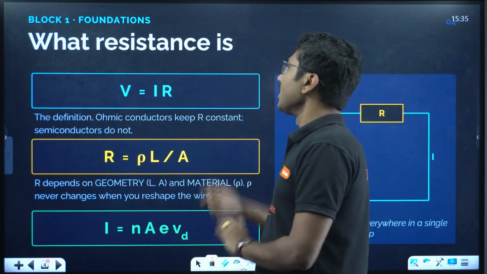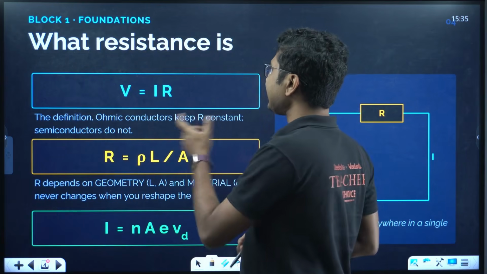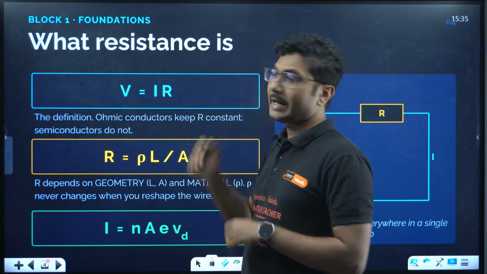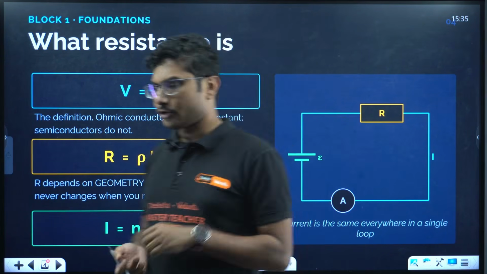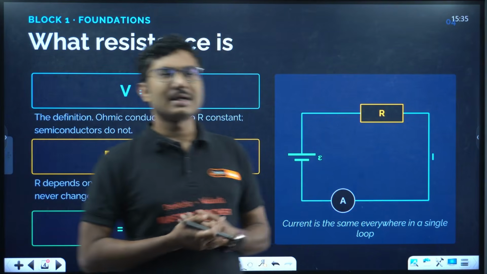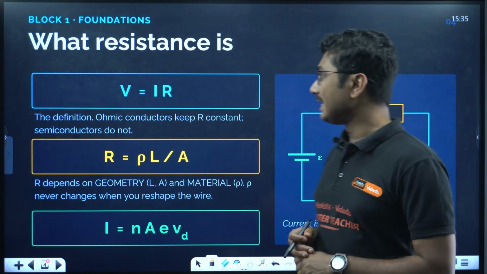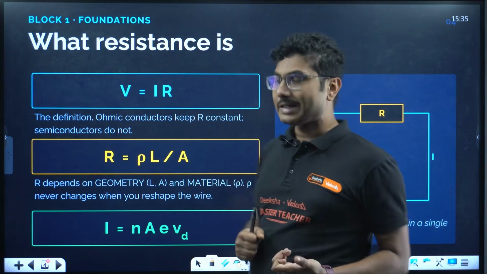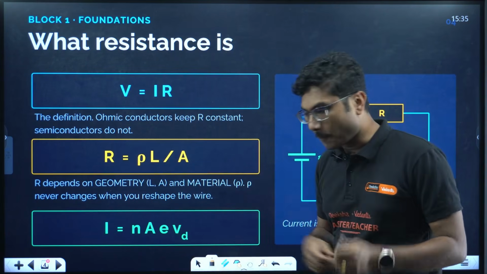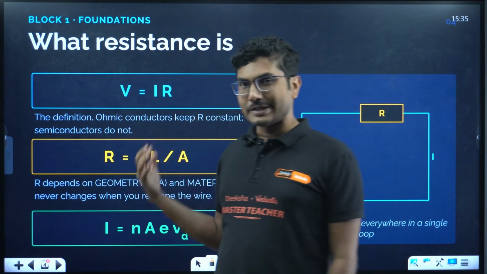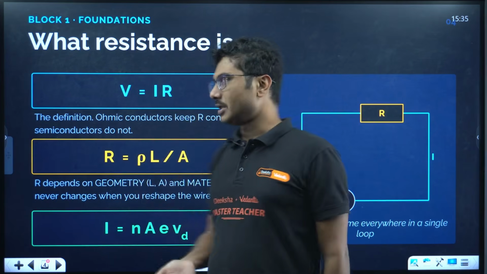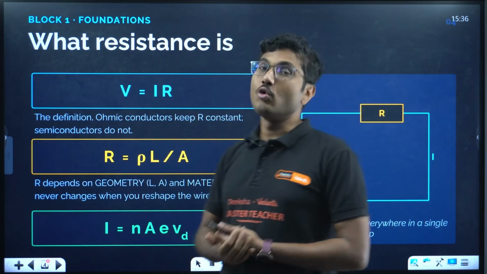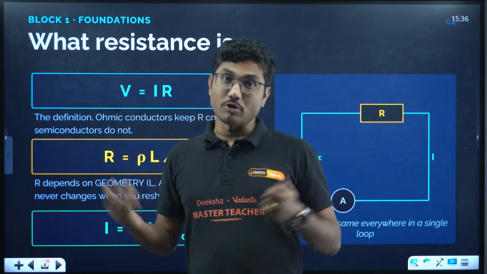Now let's start. What is resistance? Resistance basically comes from the fact of Ohm's law. Ohm's law says that current is proportional to voltage, and from there we get a term, V is equal to IR. Now this R is basically called resistance. Obviously it is coming from Ohm's law. So this resistance is for ohmic conductors. Ohmic conductors means the conductors which obey Ohm's law.